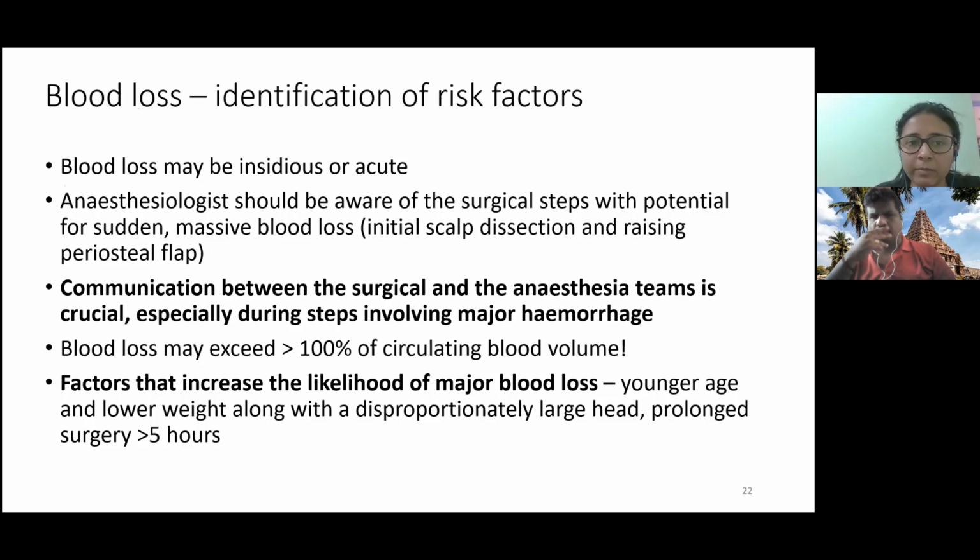So this blood loss may be insidious or it may be acute. And the anesthesiologist should be aware of the surgical steps which have potential for sudden massive blood loss, like initial scalp dissection and raising periosteal flap. So as you can see, blood loss can start early on in the surgery. Therefore, maintaining intravascular volume is extremely crucial to prevent sudden catastrophic cardiovascular collapse. And communication between the surgical and the anesthesia teams is crucial, especially during steps involving major hemorrhage.